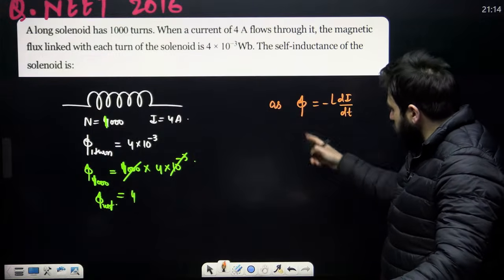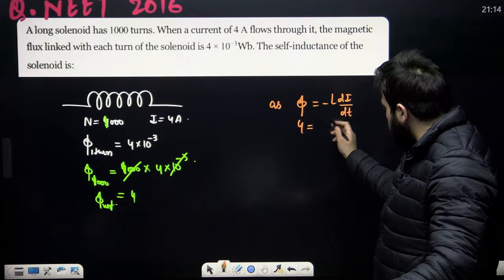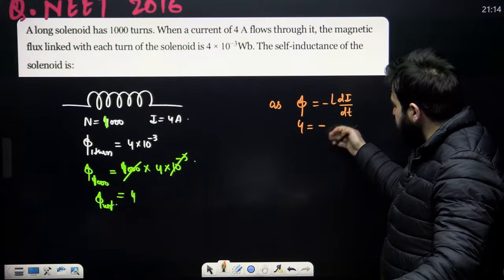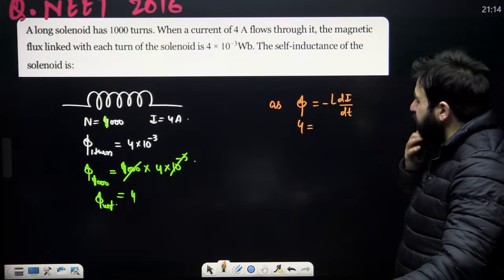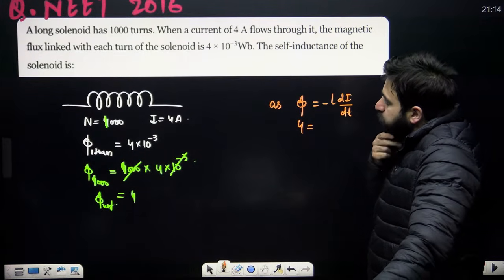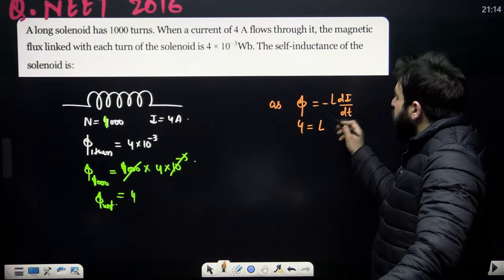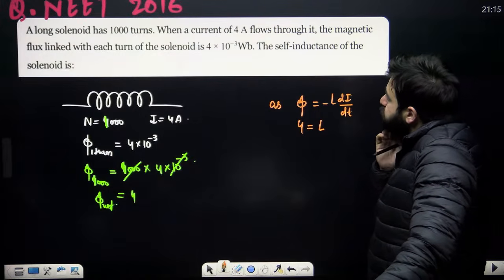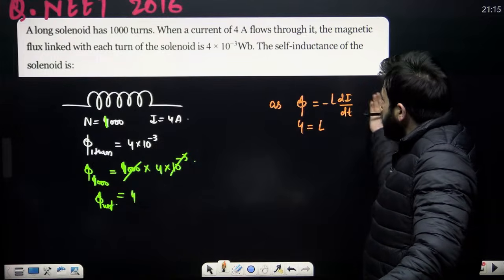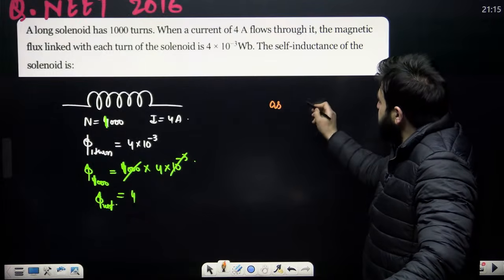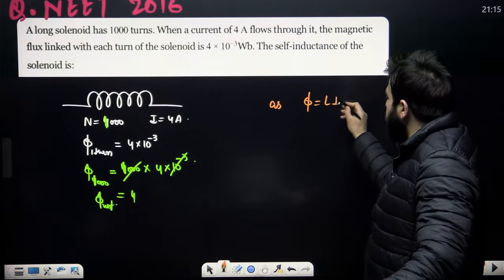Absolutely. Now, how much is this? This 4 is equal to minus L. Leave minus aside, because minus just tells you supporting or opposing. This is L di by dt. So don't use this one, because we need to find the self-inductance. Use this: flux is equal to L into I.